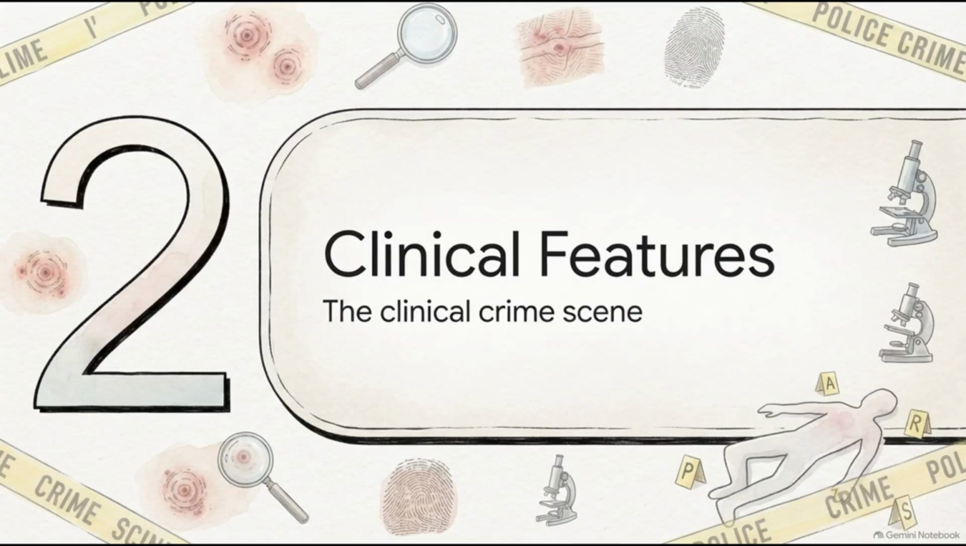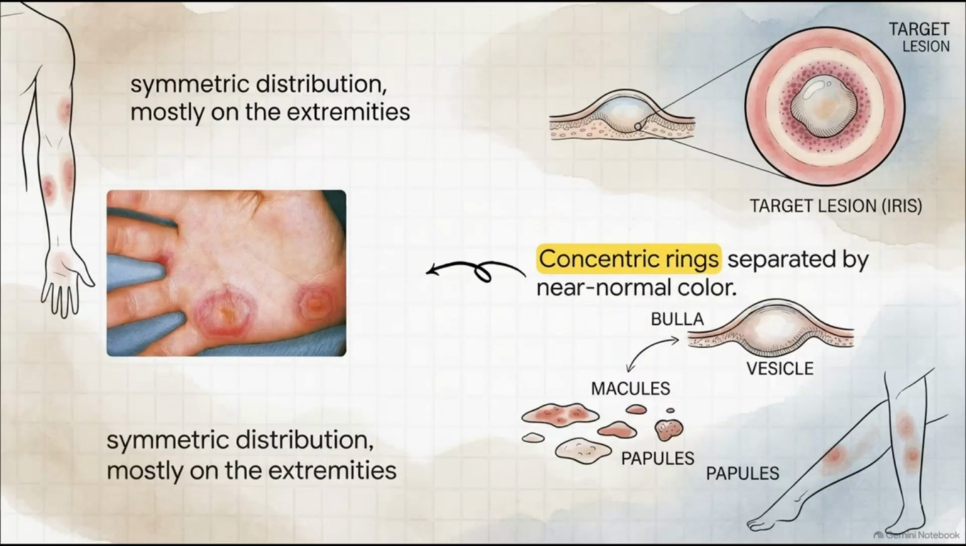Moving on to Section 2, Clinical Features, the clinical crime scene. Listen, if there's one single sentence you need to burn into your memory for the boards, it is this exact description of the classic cutaneous lesion of EM. Concentric erythematous rings separated by rings of near normal color. Those are your famous target or iris lesions.